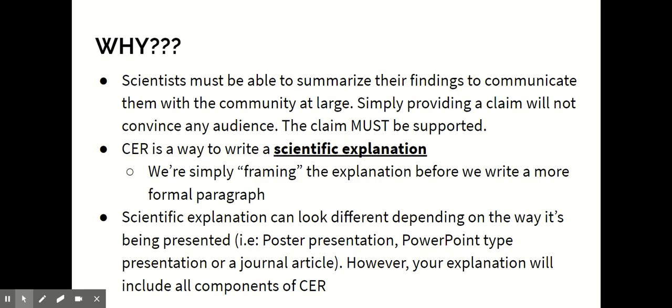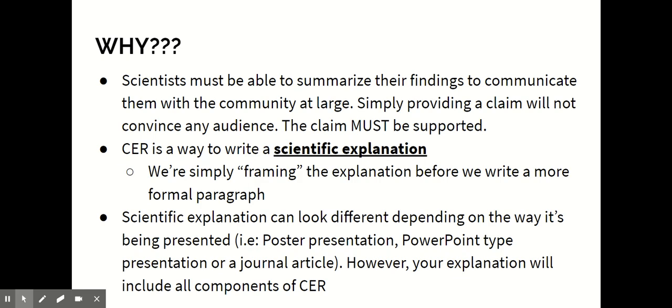So you're saying, okay, here was my question. This is my answer to my question. Here's the evidence that I have that supports that. And this is the scientific reasoning behind why that evidence supports that claim. It's really forming good argumentation abilities.